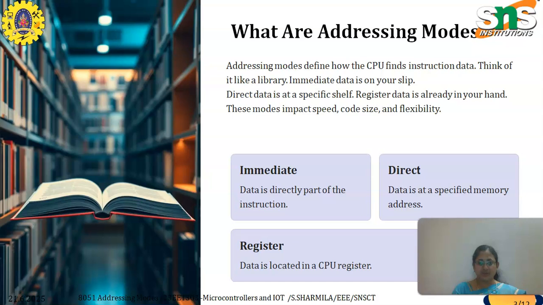First, what is immediate? It is data which is directly part of the instruction. Direct is data that is used from a specified memory address. The next one is register. It is data that is located in a CPU register. Now let us see the addressing modes one by one.